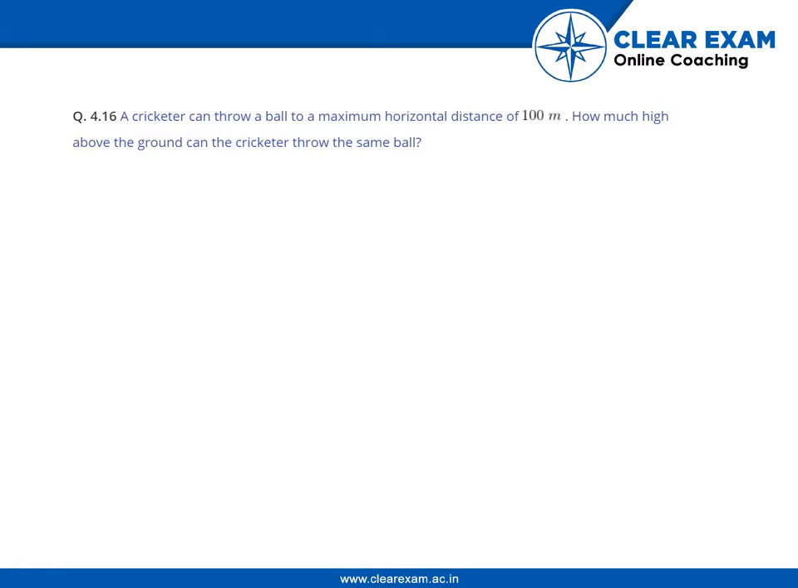Welcome back. So the question is, a cricketer can throw a ball to a maximum horizontal distance of 100 meters. How much high above the ground can the cricketer throw the same ball? So from the formula we know R is equal to U square sine 2 theta divided by G.